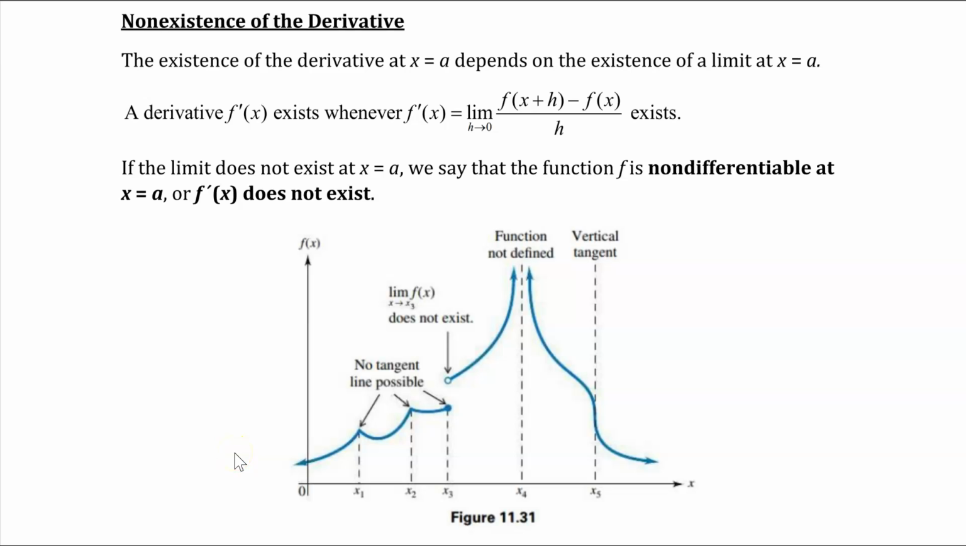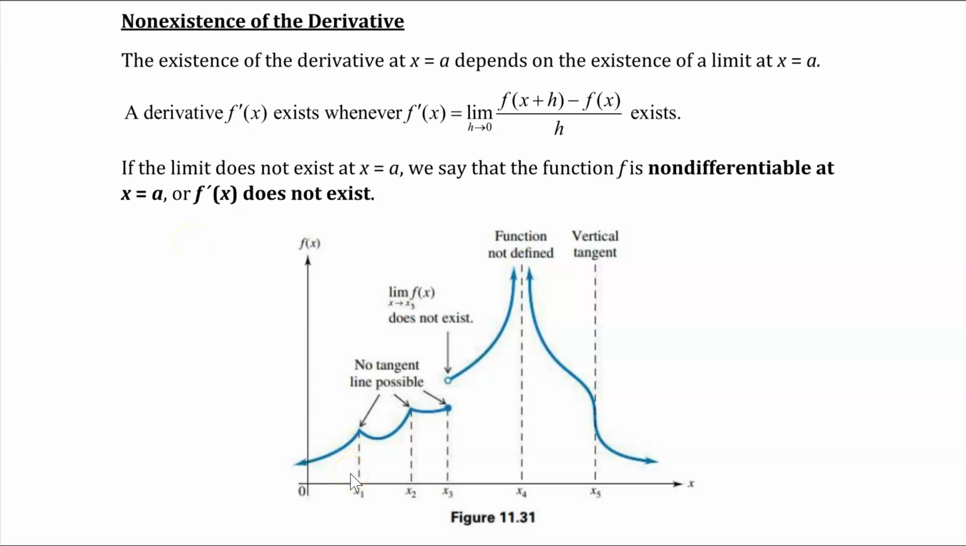Now let's talk about the case when the derivative does not exist. The derivative of a function is defined by the limit of this given expression here. So that means that the existence of the derivative at x equals a depends on the existence of a limit at x equals a. So if the limit does not exist at x equals a, we say that the function is not differentiable at x equals a, or f prime of x does not exist.